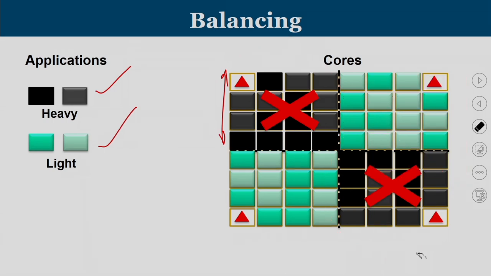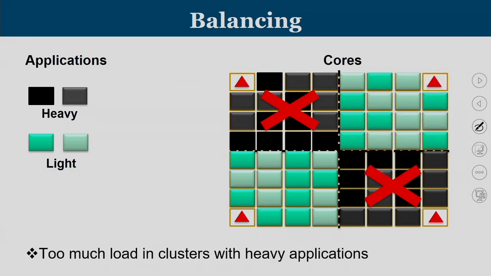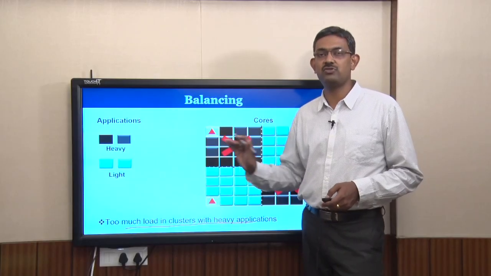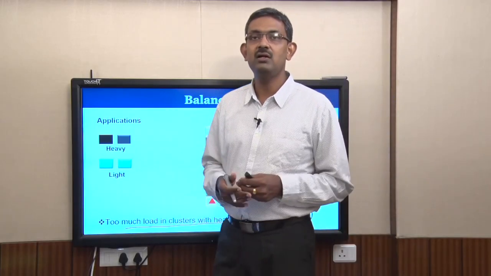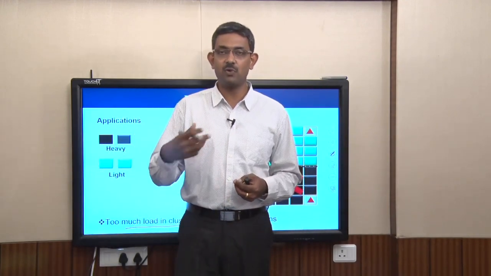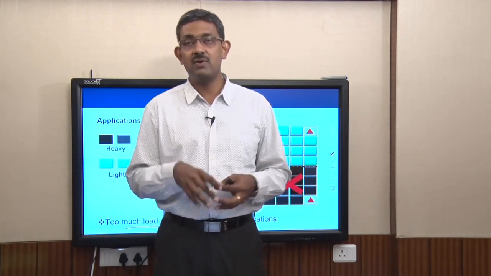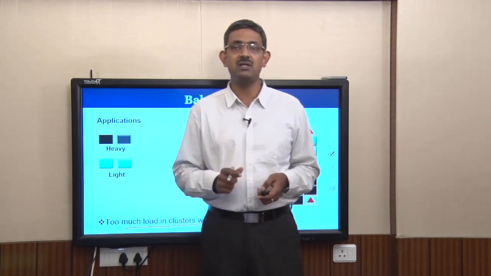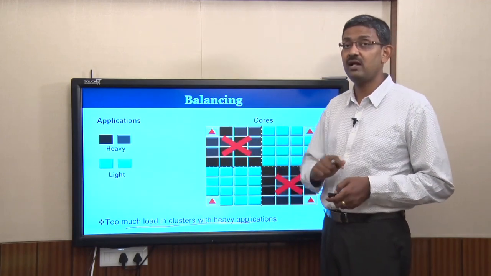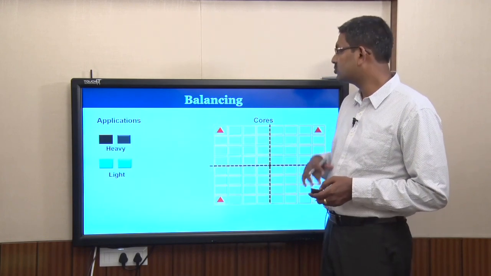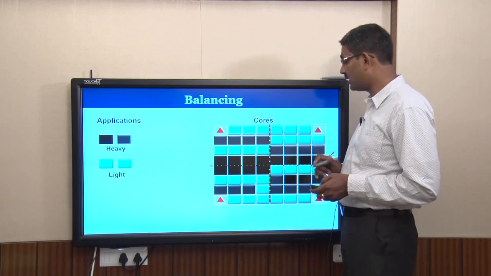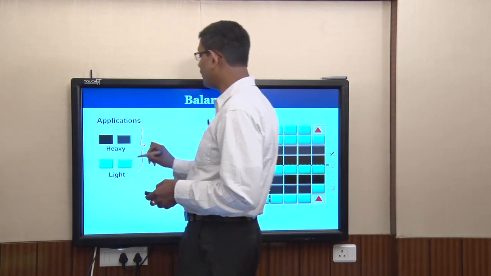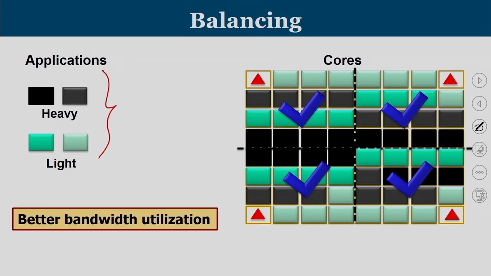So the best approach in this context is to come up with solutions in such a way that too much load on a cluster with heavy applications, which will lead to early dying of the chips, is avoided, because certain portions of the chips are very heavily used. It's as good as our normal traffic roads. Certain roads where there is heavy traffic are prone to more wear and tear, and that can lead to damage of the roads. Whereas if certain roads are not heavily used, there may be less damage. So in order to increase the lifespan of chips, it's always better to map applications to this chip in such a way that every area of the chip is being fairly used. So how can balancing be done? You should have applications in all the clusters such that we have a right mix of heavy as well as light applications. So this is called better bandwidth utilization.